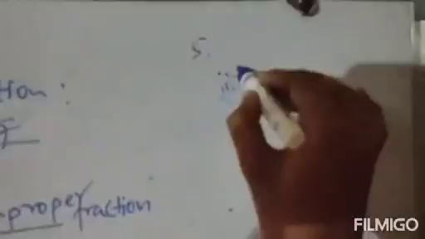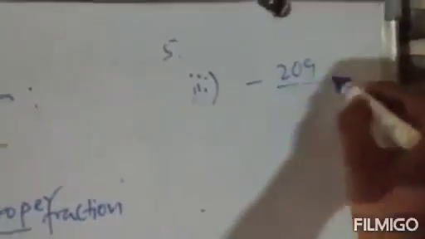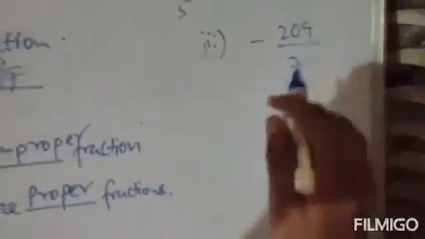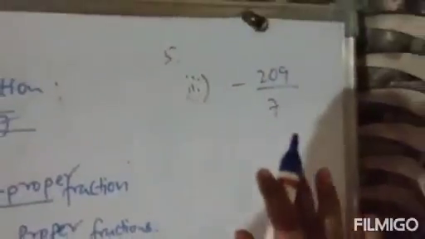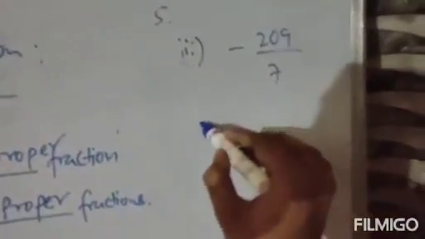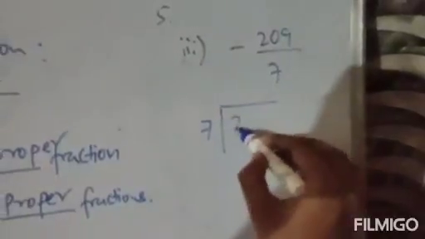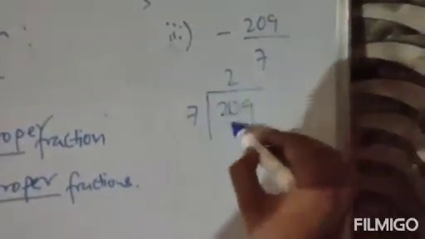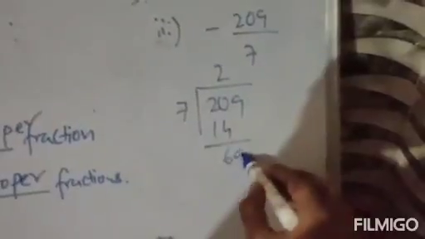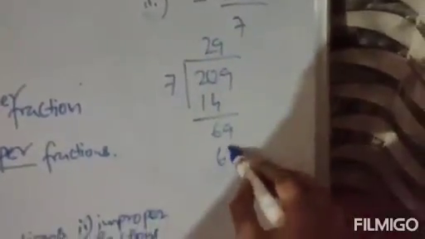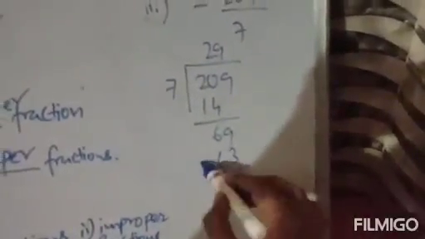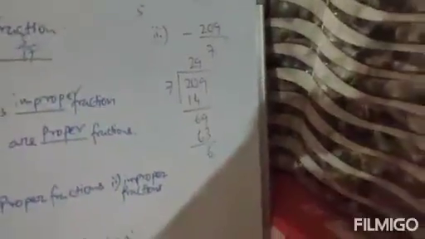question number 3 is minus 209 divided by 7. So in the same way, we will first divide this, and do this division in your main section. So 7 into 209, just divide normally. 7 twos are 14, 6 9, 7 nines are 63, 6. Clear? This is the division.